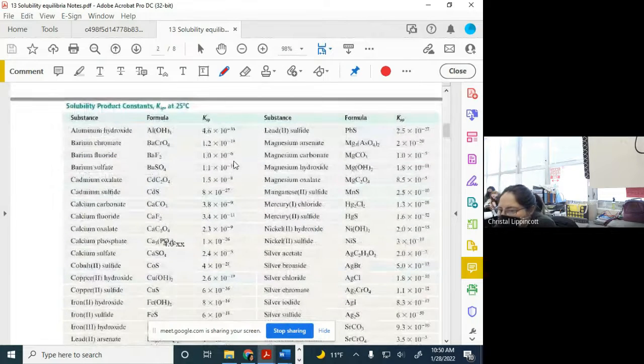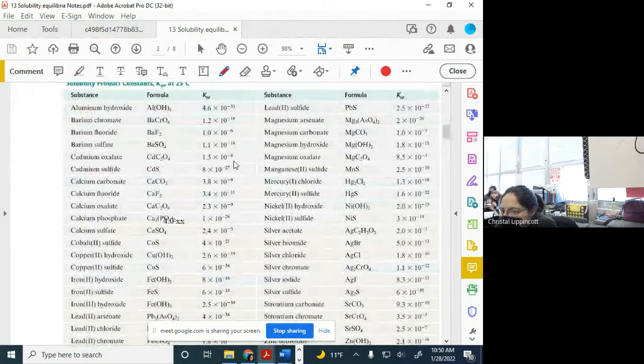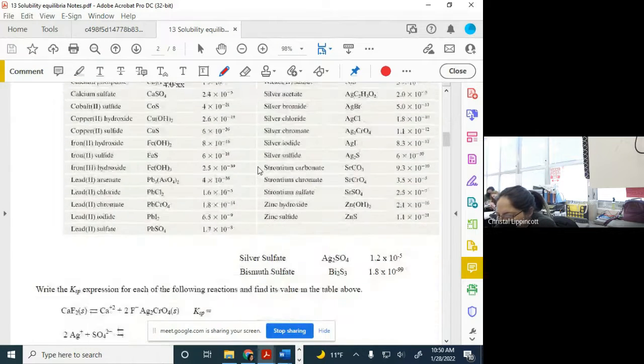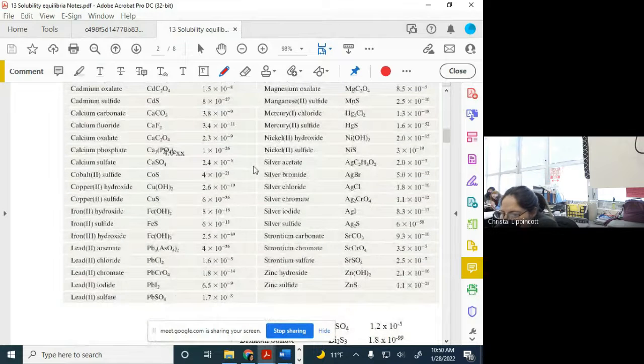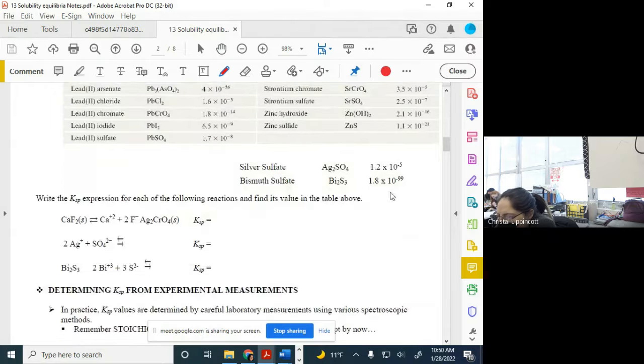Here are values of different Ksps for different substances. Certain things are much less soluble than other things, like this iron hydroxide, iron 3 hydroxide. See, that's to the -39. That's really insoluble, versus calcium sulfate, which is insoluble, but not to such a degree. Bismuth sulfate, look at that guy. That's crazy.